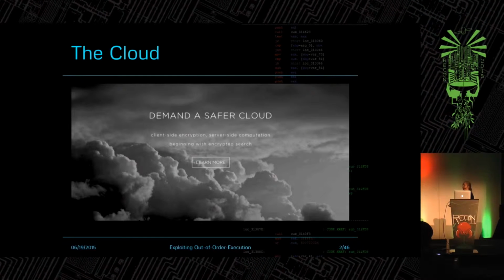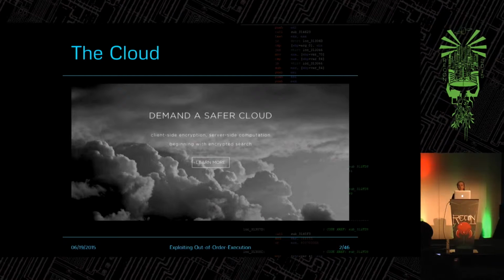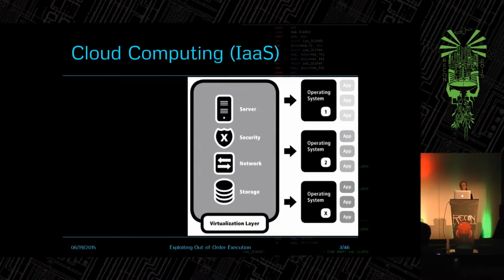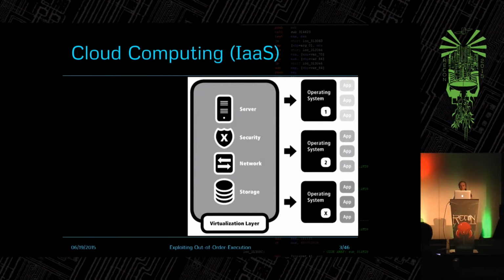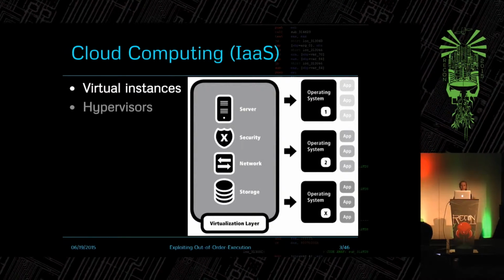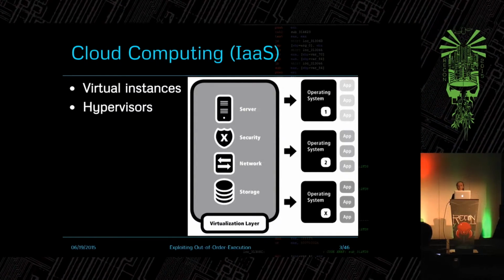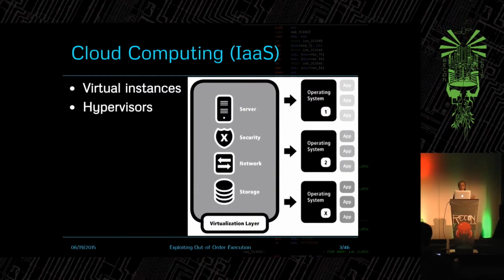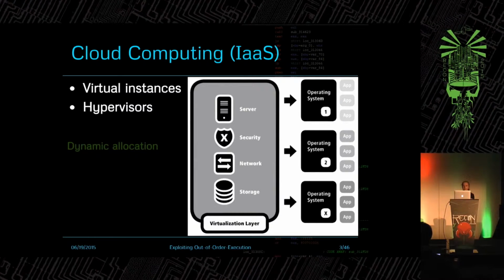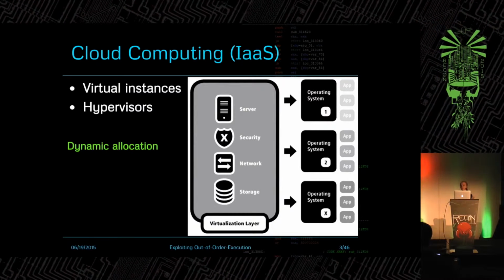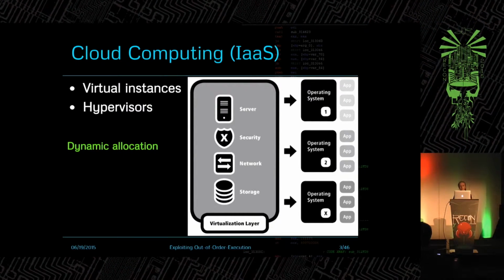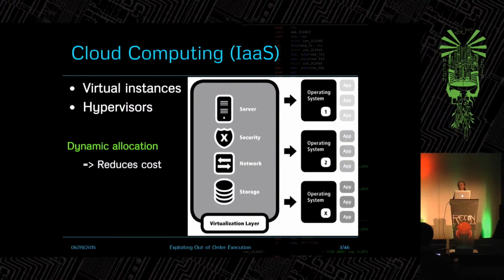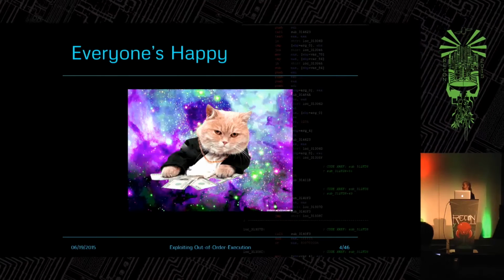So it all begins with the cloud, and everyone here is probably pretty familiar with how the cloud's structured. Just to go over some of the basics, you have a bunch of virtual instances or virtual machines, all resting on shared hardware, and those shared resources are allocated by the hypervisor up to the different operating systems. And that dynamic allocation happens through time, so it's always changing, which reduces costs for everyone. And that means that everyone's happy.